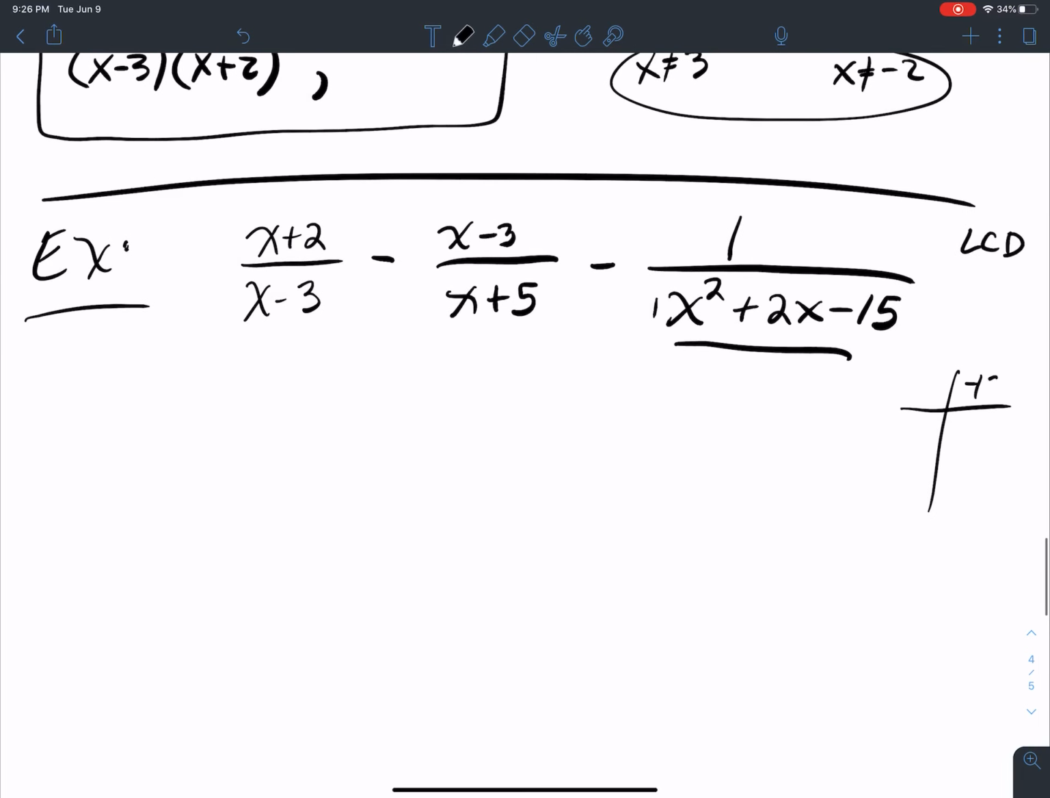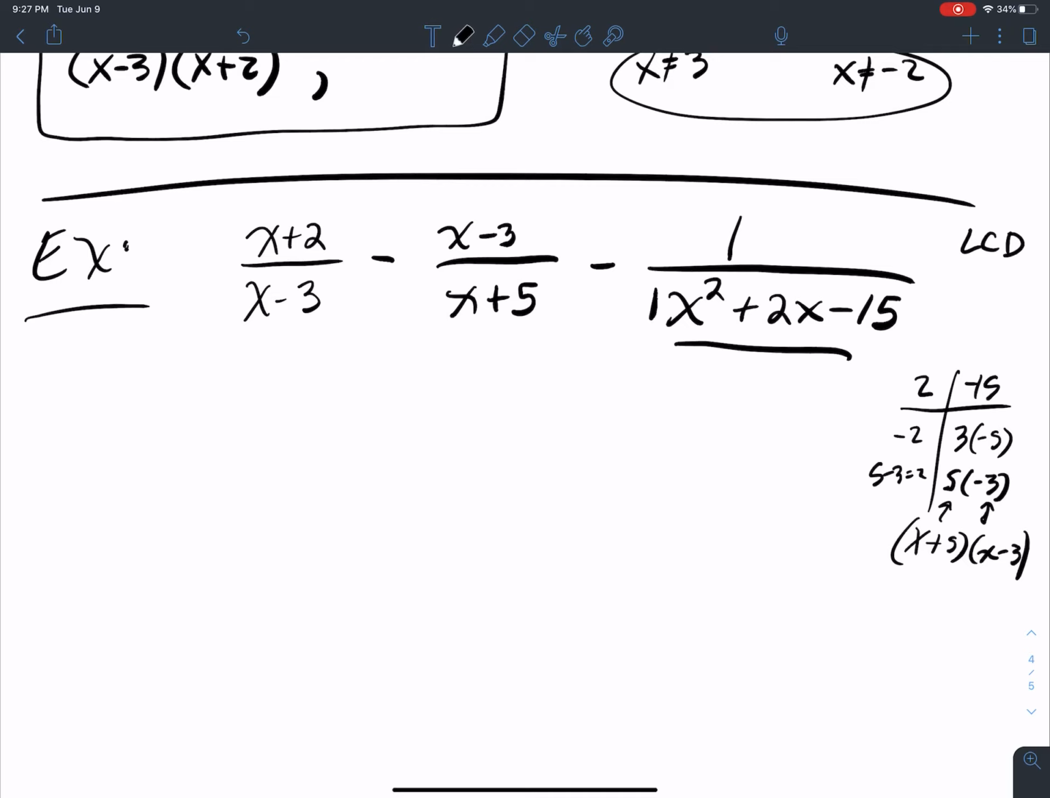So multiply to negative 15, add to 2. Let's see, 3 and 5. So 3 and negative 5 make negative 2. So 5 times negative 3. So 5 minus 3 gets me 2. So since it's a 1 in front, this factors to x plus 5 and then x minus 3. Okay?